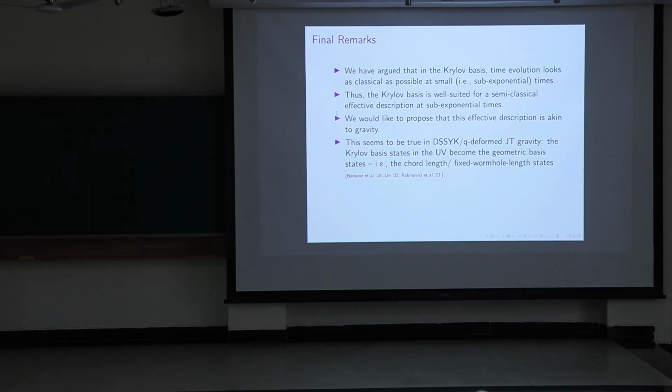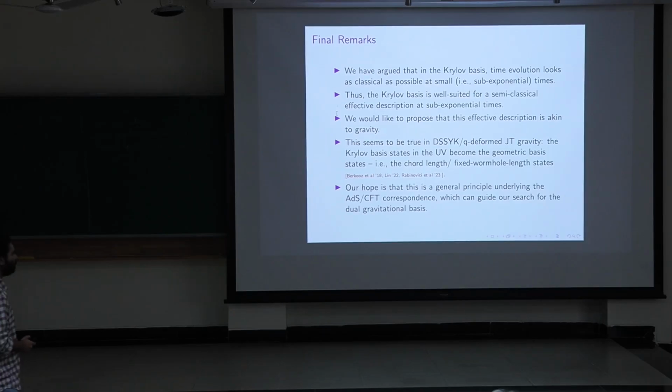This seems to be true at least in the double scaled SYK model, what people sometimes call Q-deformed JT gravity. In that model, the Krylov basis states in the UV indeed become the geometric states, namely the chord length or the fixed wormhole length states of the gravitational theory. And our hope is that this is a general principle underlying the AdS/CFT correspondence, which can guide our search for gravity in more general quantum systems. Thank you.